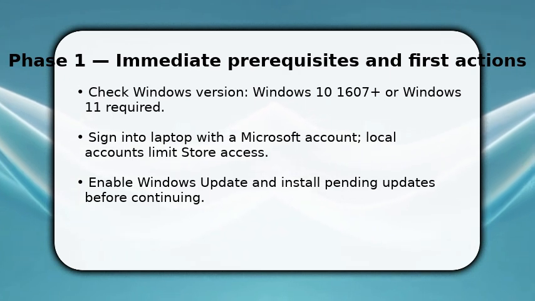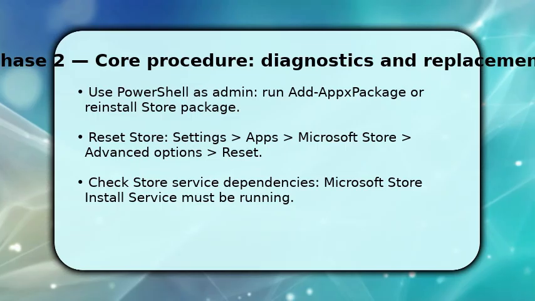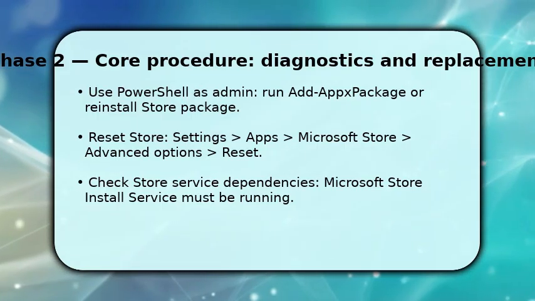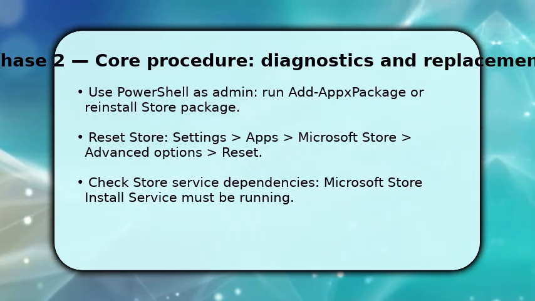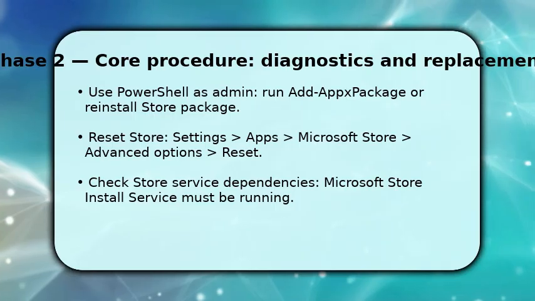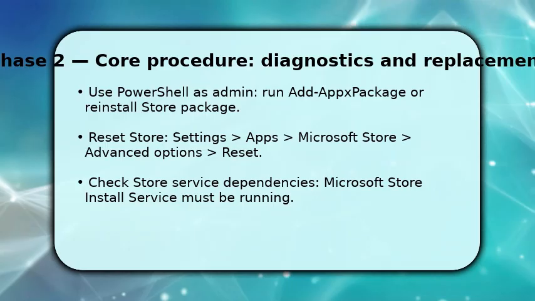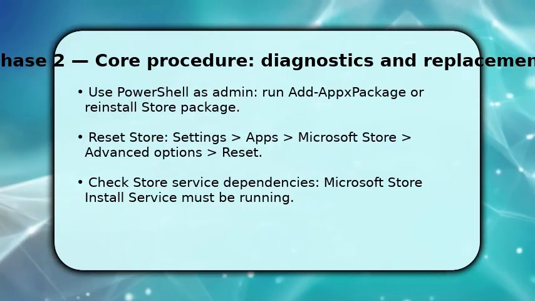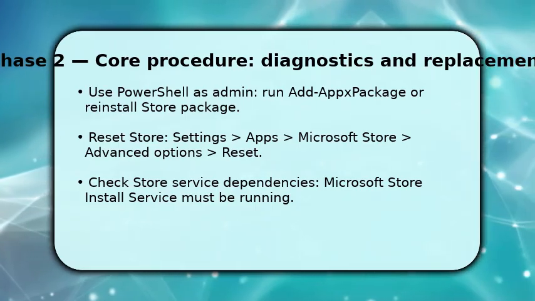Next, perform the middle, more detailed actions. Open PowerShell as administrator and use the Add-AppxPackage command to reinstall the store package, or run Get-AppxPackage -AllUsers Microsoft.WindowsStore | ForEach {Add-AppxPackage -DisableDevelopmentMode -Register "$($_.InstallLocation)\AppXManifest.xml"}. Alternatively, go to Settings, Apps, Microsoft Store, Advanced Options, and hit Reset to restore factory app data.